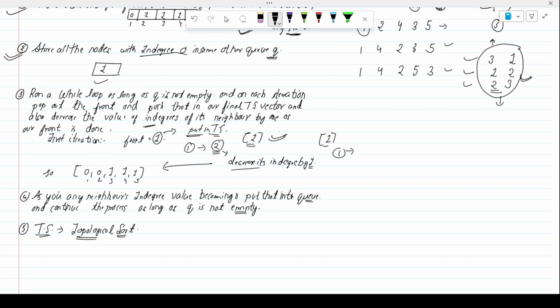Now repeating this process. As we are decreasing the in degree of the neighbor, if we ever come across a situation where the in degree of our neighbor has become 0, we want to put that into the queue. So here we find out that the in degree of our neighbor, that is 2, has become 0. So we will put that into the queue and our queue will become something like this. So now the front of our queue is 2. And repeating this process as long as our queue is not empty will give us a topological sort in our TS vector.